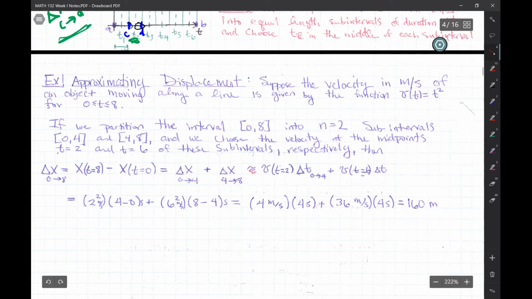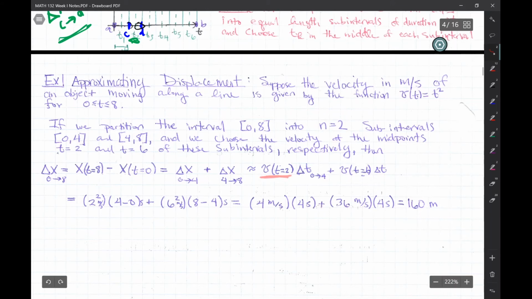Now the approximation occurs when we say that the object is going approximately equal to the velocity at t equals 2 throughout the duration 0 to 4, and approximately equal to the velocity at t equals 6 throughout the interval of 4 to 8. And our delta t here is the change in time in each of these subintervals. So it's going to be 4 seconds. 4 seconds goes by in each of these subintervals.